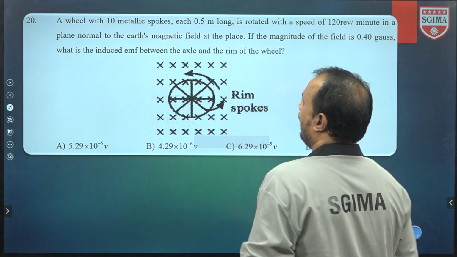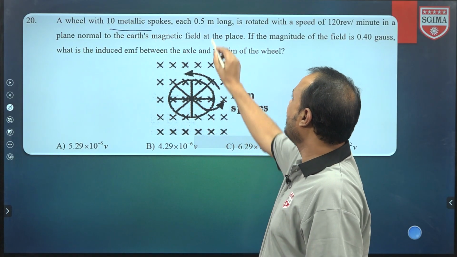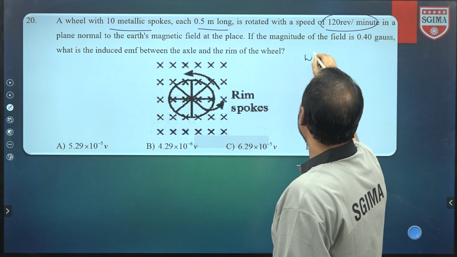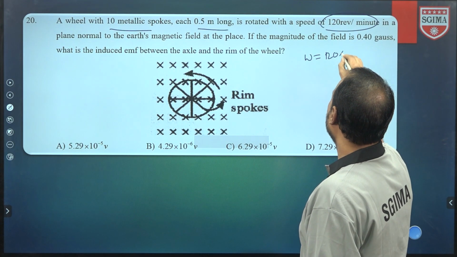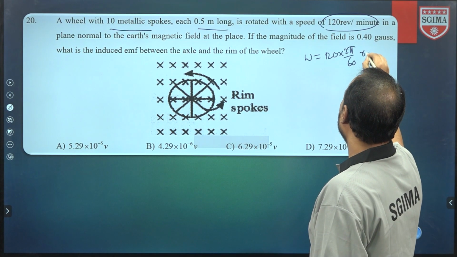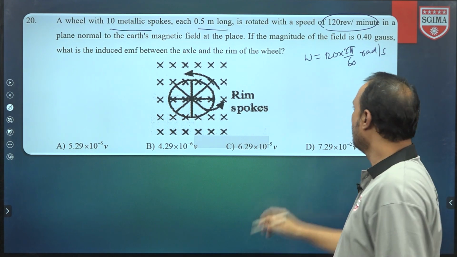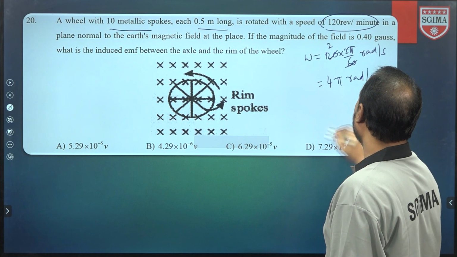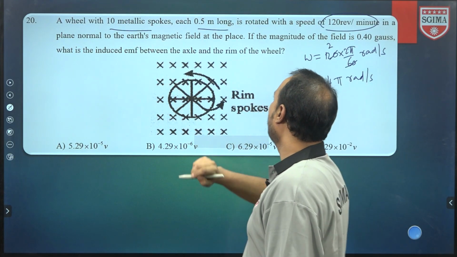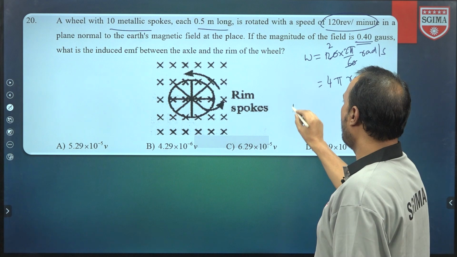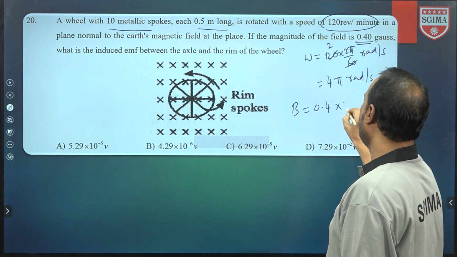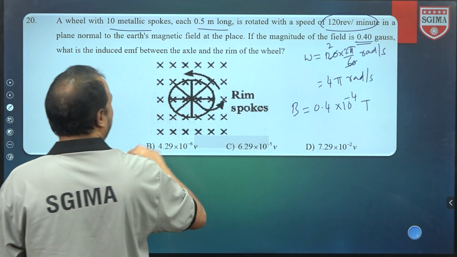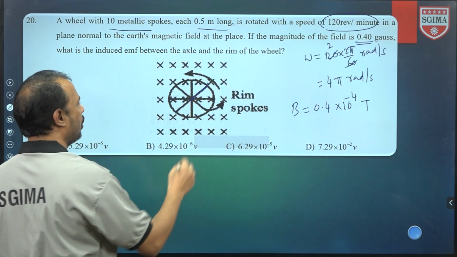Question number 20 is given: 10 metallic spokes, each 0.5 meter long, rotated with omega 120 revolutions per minute. Converting into radian per second, 2 pi by 60, so after cancellation, it is 4 pi radian per second. Normal to the earth's magnetic field, and the magnetic field is given as 0.4 Gauss. Gauss converting into Tesla, 10 power minus 4. We need to find the induced EMF between the axle and the rim.